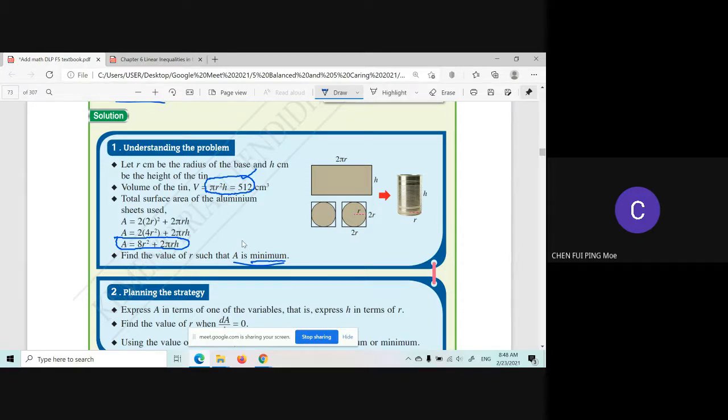So let's say I have A, because I want to make A minimum, so I must have A here. And the value of r that makes A minimum, I also must have r here. So meaning that later on you need to do dA/dr. So the h you need to try to substitute. You find h from here. So you will have h equals 512 divided by pi r squared.